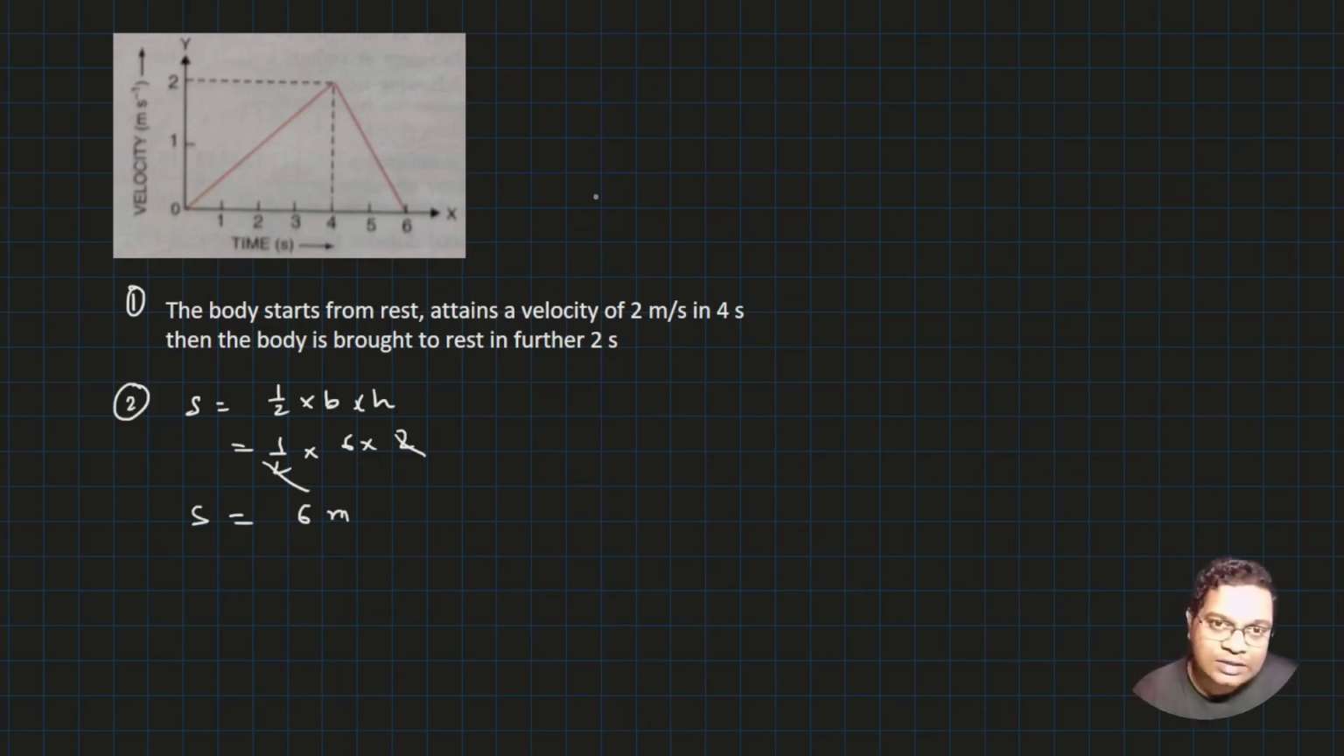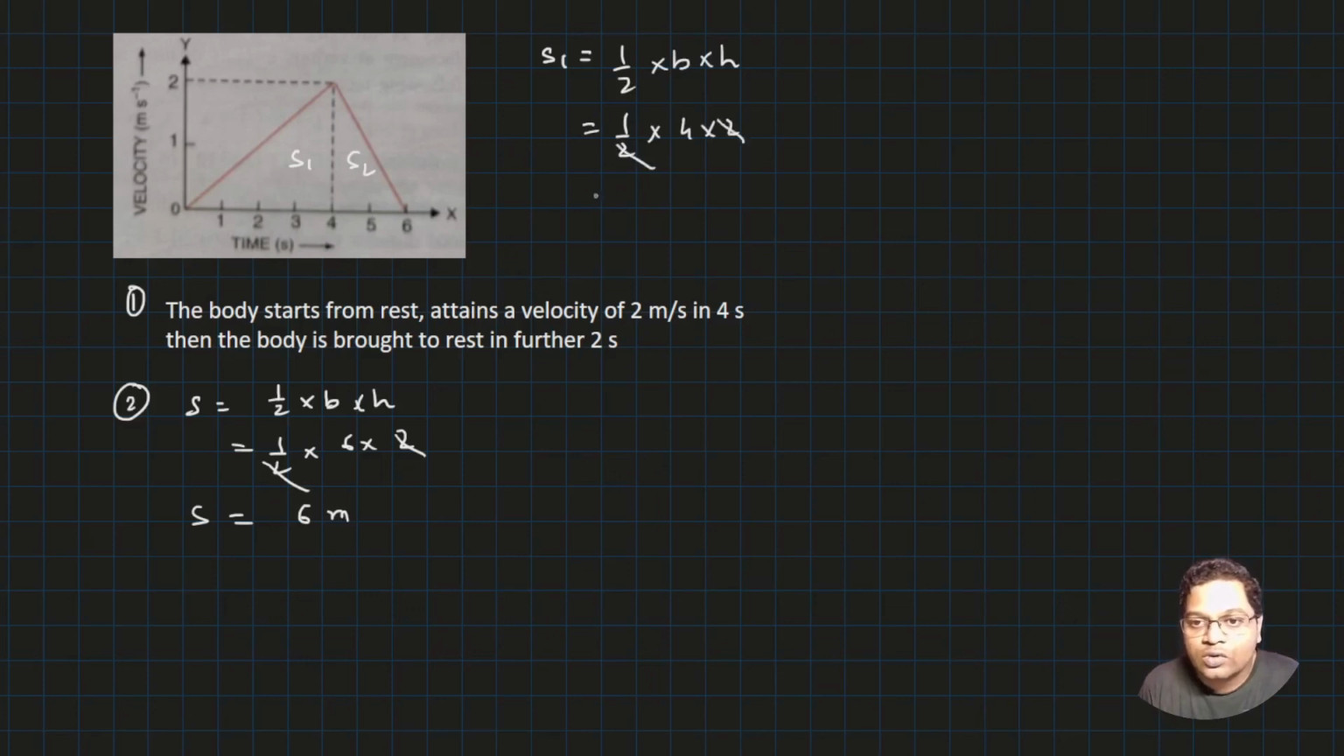Now they are asking, the next part is to calculate the individual distance traveled in these time intervals. Okay, so let me call this as distance S1 and then this as distance S2. Now for distance S1, that is this triangle, I'm calculating the area, again half into base into height, that is half into 4 into 2. So that will be 4 meters.